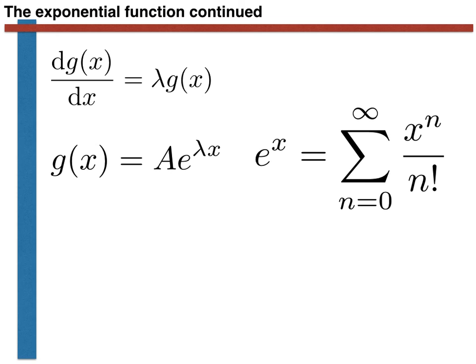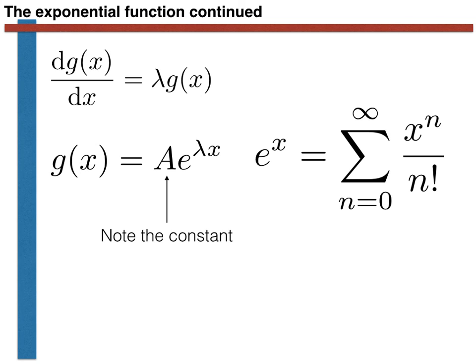So one last thing before I finish, because it really annoys me when I see it done wrong in exam scripts. Notice that when I solved dg of x by dx, I wrote that g of x is equal to a e to the lambda x. Now the thing that irritates me is when students simply write that the solution of dg of x by dx is equal to e to the lambda x directly.